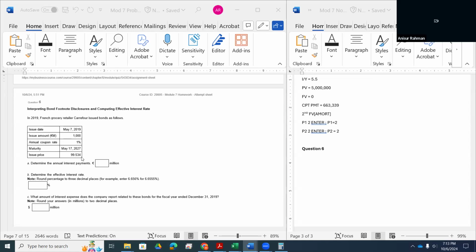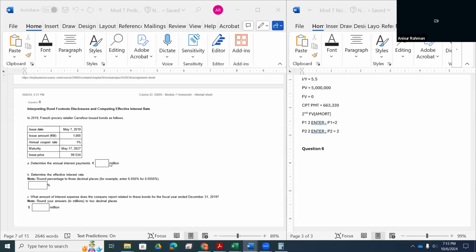Issue price. Now issue price, you see, it is 99.534% of the face value or issue amount. So the present value is actually 99.534% of this amount, not 100%. So that basically means it is a discount bond. The market price or selling price of the bond in the market now is lower than the face value. It is a discount bond.